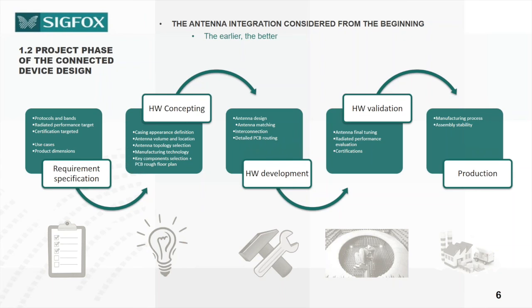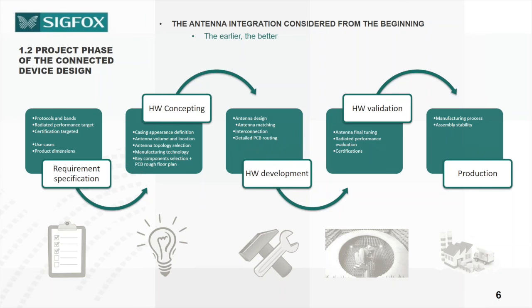Then you also want to select all the certifications you need to pass. Let's take an example. If we design an object that will be used in the US, then you need to pass the FCC. So this is something you need to take into account from the beginning. And then, as I said, you also need to define the different use cases that will basically give you more or less the environment of the device. And also, it is the right moment to select the product dimensions that will help you to select the right antenna topology.